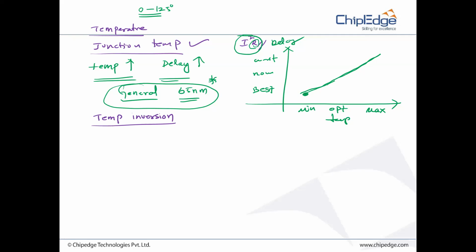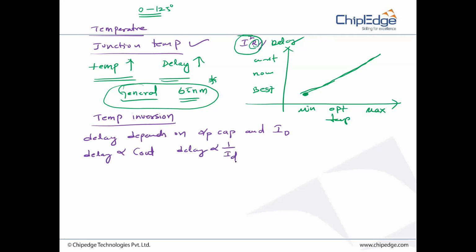Okay. So what is this temperature inversion? See, generally, delay depends upon what? Generally, delay depends upon output capacitance and input transition. Input transition is nothing but your current, right? Driving current. Yes or no? Yes, sir. So that means I can write your delay is directly proportional to C out, and inversely proportional to ID.